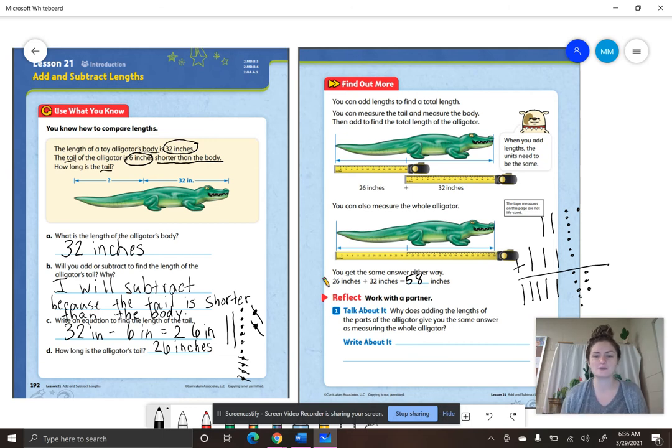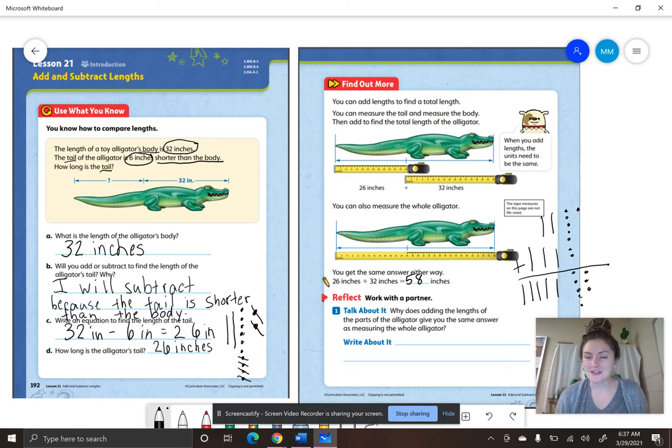All right, let's look at the reflect. It says, why does adding the lengths of the parts of the alligator give you the same answer as measuring the whole alligator? Let's read that again. What do we know about parts? 2 parts do what? They make a whole. So why is it the same answer? Because 2 parts make a whole.